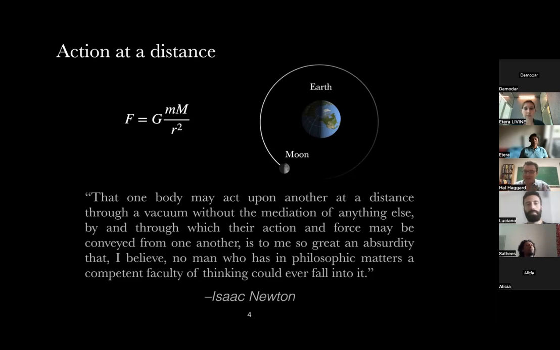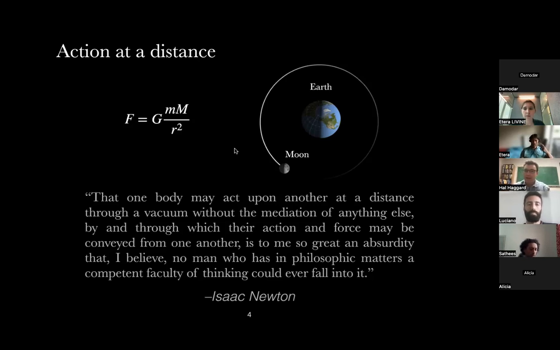He's the person that has come up with this proposal that Newtonian gravity is this force that acts between two bodies that are separated, and he's just saying this is absurd. Well, you all know the resolution of this puzzle.